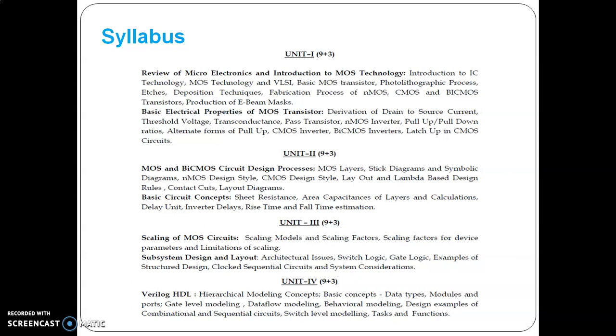After learning all these processes, we will move on to how the fabrication of NMOS, CMOS and BiCMOS is carried out. For the conduction of this fabrication, we require certain masks, so you will get knowledge of how masks are produced. We'll be reviewing that. This is the first part of your first unit.